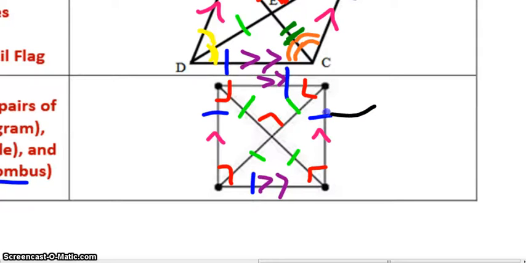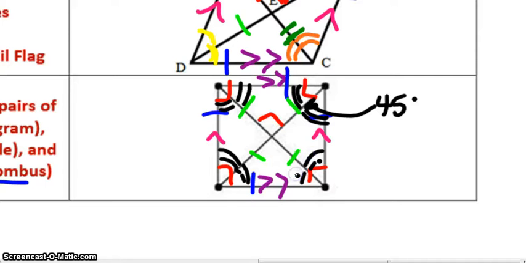But let me put in that one thing we talked about at the end, where those are always those 45-degree angles because they are in fact bisected by the diagonals. Each of those angles is bisected by the diagonals. Let's go on to kites.